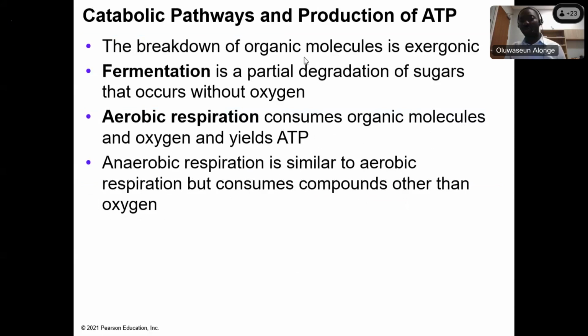All right, now the breakdown of organic molecules is an exergonic reaction, which is what I just explained. And fermentation is a partial degradation of sugar molecules without oxygen. So fermentation does not require oxygen. I'm going to talk about each of the stages of cellular respiration later. What we call cellular respiration requires oxygen; fermentation does not. Aerobic respiration consumes organic molecules and oxygen, and then yields ATP. So this is the process we are talking about. We breathe in oxygen and use that with the glucose inside of us to make ATP.